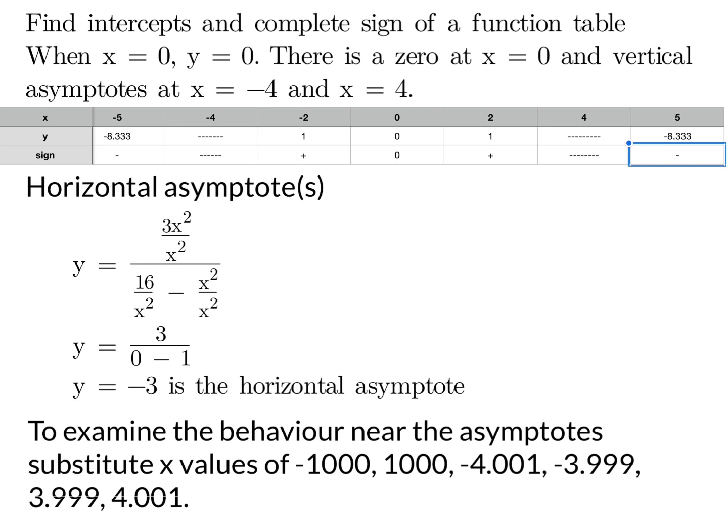It's easy to check either side of our asymptotes because at minus 4, we just sub a number in just to the left and just to the right. So minus 4.001 and minus 3.999. If that's not giving you enough, just add another 0, another 9, and substitute it in. And the same either side of the 4. If I want to see what's happening on the horizontal asymptote, I need to sub in a really large negative x value and a large positive x value to see what happens.